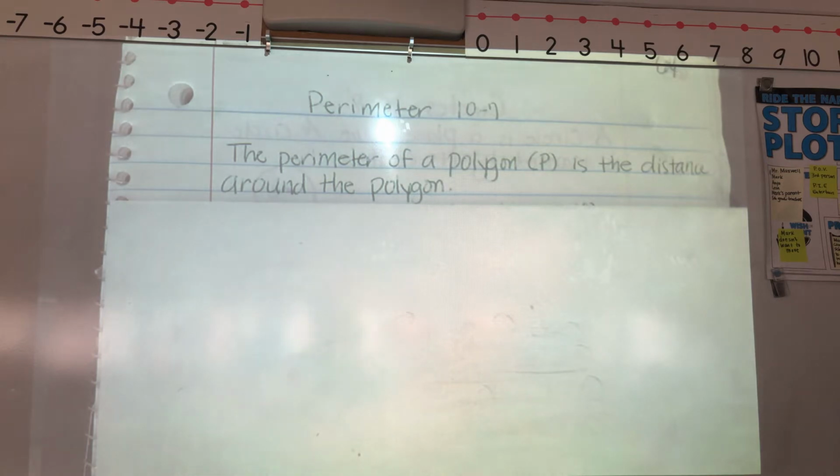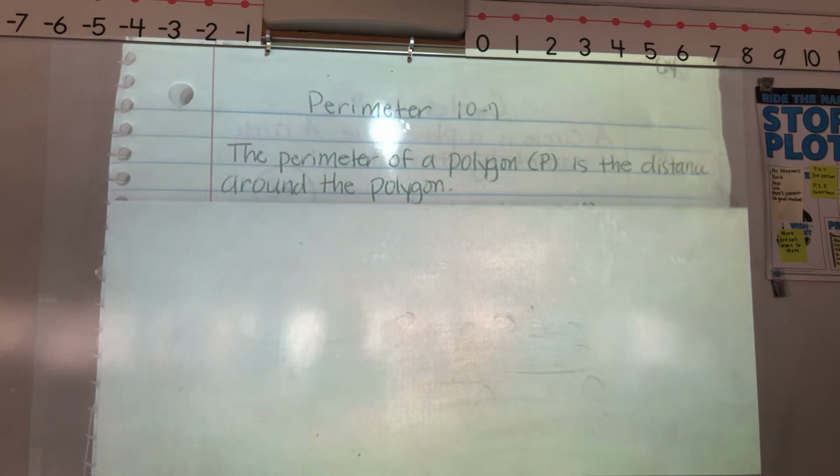Now, we talked about polygons the other day, and we know that a polygon is any closed figure made up of line segments. So we know it can't be a circle, it can't have any openings, it can be any closed figure that's made up of line segments. And when we want the perimeter of that polygon, we're going around the outside edge.